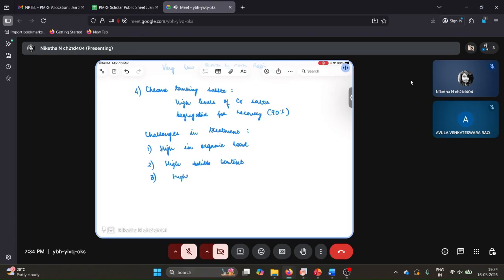And the third challenge is the presence of highly toxic salts. Like we just saw, salts of chromium are used. So chromium is a carcinogen. So that's why the wastewater that we get from this industry contains a lot of chromium salt, which is highly toxic.